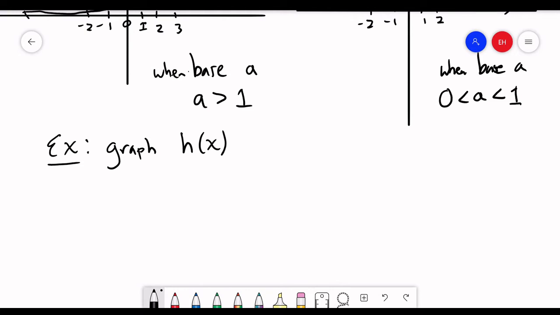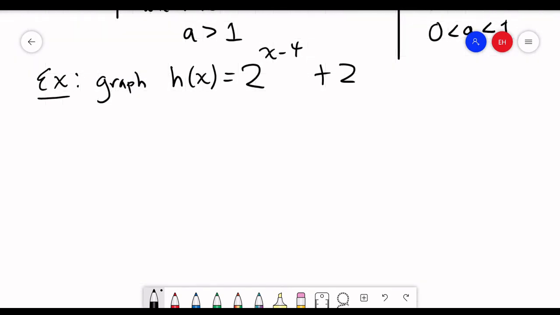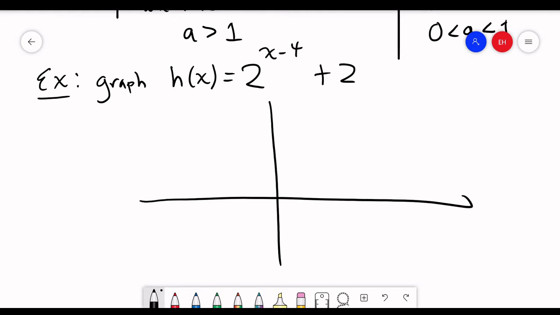Alright, let's look at an example. Let's graph this exponential function, 2 to the x minus 4 power plus 2. Alright, so one thing I like to do when I'm graphing exponential functions is I like to get the asymptote down on the graph, right? So this one, on the right end, it goes off to infinity because when x is huge, it's 2 to the huge plus 2, which is huge.